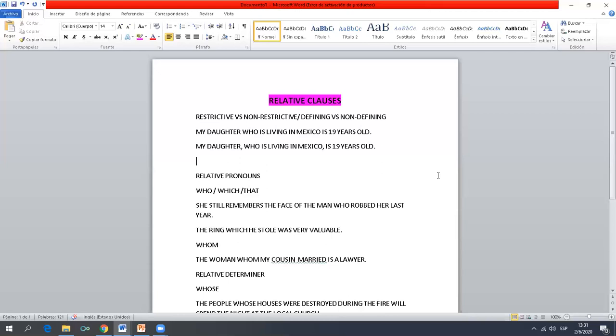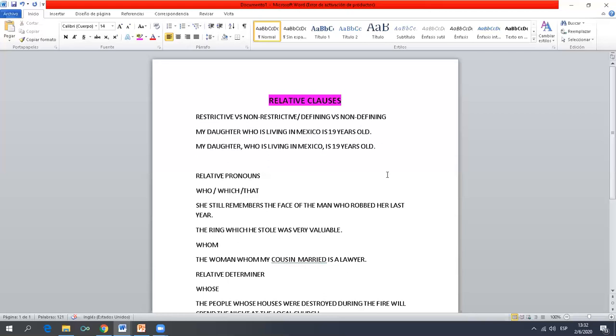That's why it is called a restrictive relative clause, because it restricts the scope of the noun it is related to. In the second case, my daughter, who's living in Mexico, is 19 years old. My daughter is already enough to know who I am talking about. You don't know me so well, but if you knew me, you would know that I only have one daughter. So if I say my daughter, that's it. It can't be but Emilia, okay? That's her name.